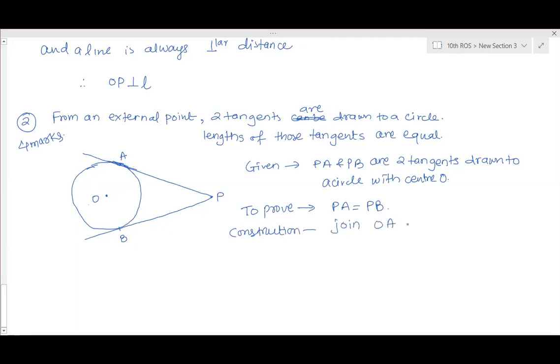Join OA and OB. Ma'am, is it by congruency, ma'am? Yes. OA and OB we have to join. Why is it given 4 marks if it's that small? That's what I told you. You will laugh after some time. Every year they have asked this for 4 marks. And join OB.